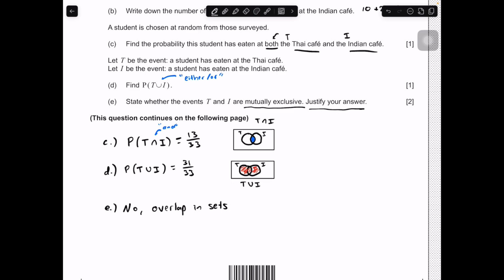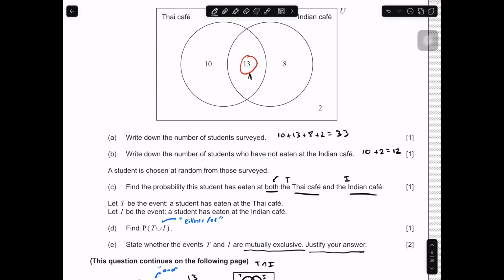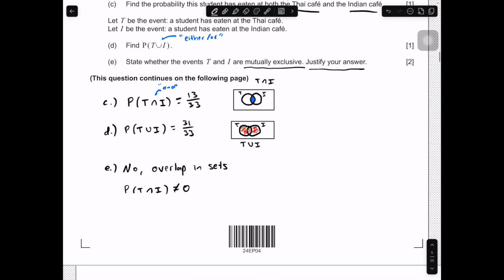Overlap in sets. Another way we could say it is P, the probability of Thai and Indian, does not equal 0. So we do have some people that have been able to eat at both the Thai and Indian cafe. In this case, there is a set of individuals that belong to both sets. Mutually exclusive, they would be completely separate.